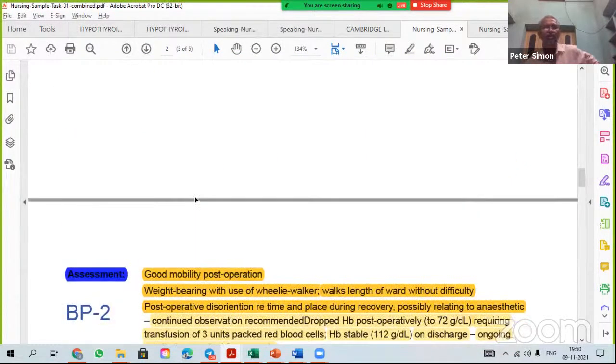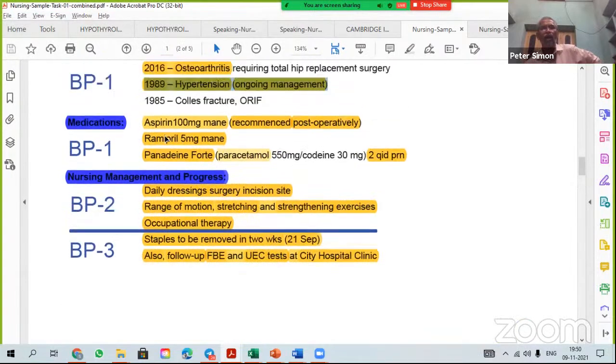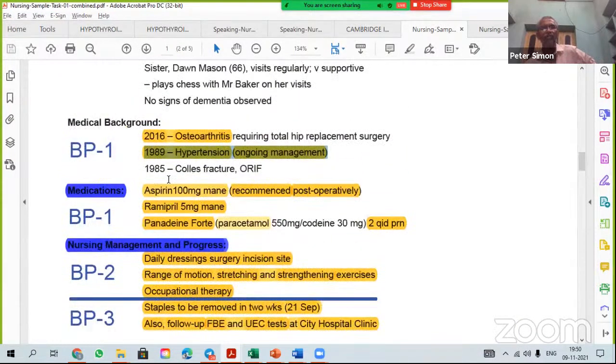So here the medications are given. See here, ongoing medication. Something is given here: aspirin 100 mg, which the doctor recommends post-operatively, that we have already taken from here. And in addition to the ongoing treatment, something is added here. What is added there? You see there. So pain relief is added. What is the common treatment? You can already see here there is some other medication, aspirin and Ramipril.